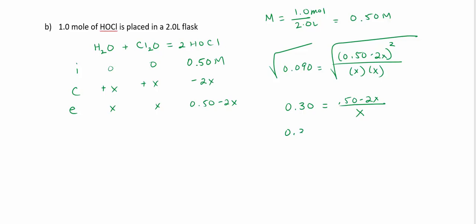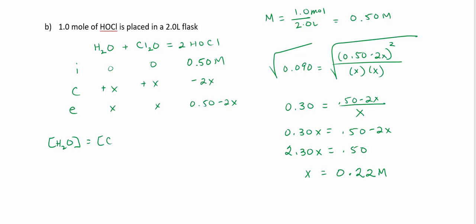I multiply both sides by x. Then I'm going to collect my x terms. So I'm going to add 2x to both sides. So I get 2.30x on the left is equal to 0.5. Now I'm going to divide both sides by 2.3, and I get an x value is equal to, checking my sig figs, 2 sig figs, 0.22 capital M molar. So the concentration of H2O is equal to the concentration of Cl2O, which is 0.22 capital M molar. In this case, the x value is the equilibrium concentration.